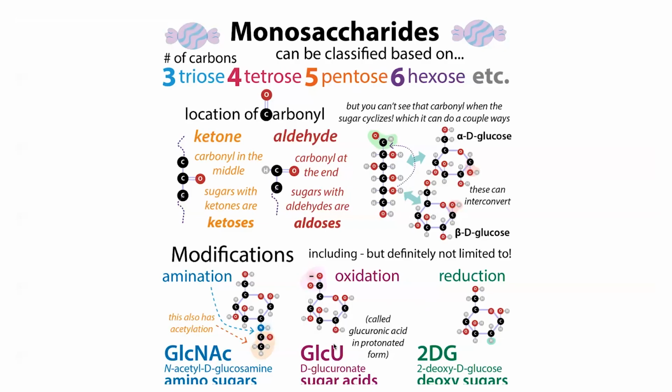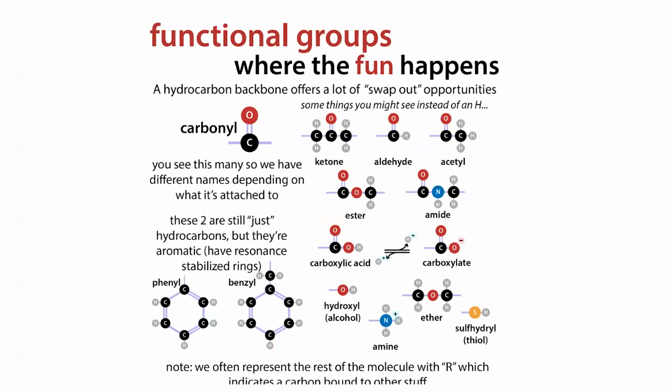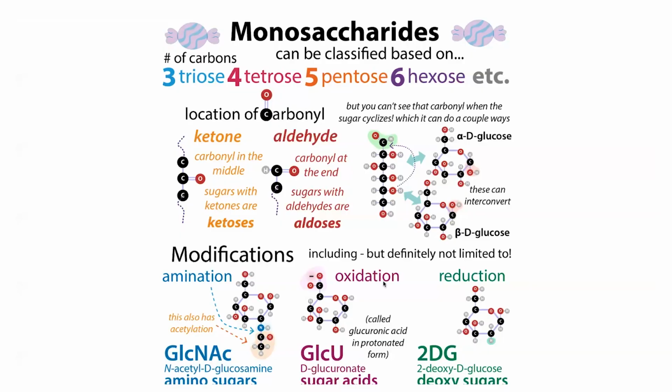And this oxidation, just a fun note, this is glucuronic acid or glucuronate. This carboxylate group can go between carboxylic acid and carboxylate just by gaining or losing a proton, this H plus. And so you'll see this written as either glucuronate if it's in this deprotonated state, or glucuronic acid if it's in this protonated state.